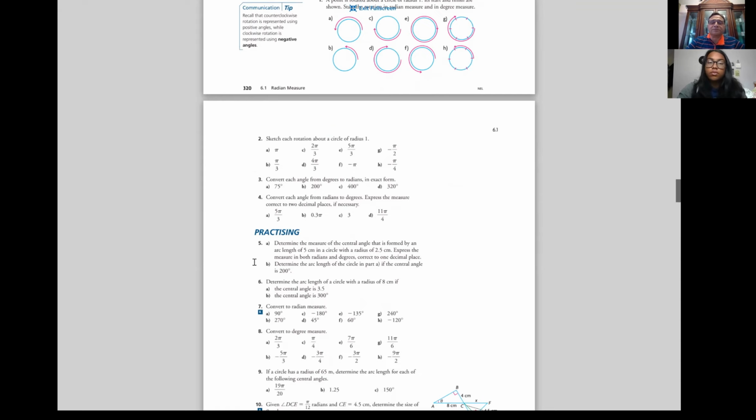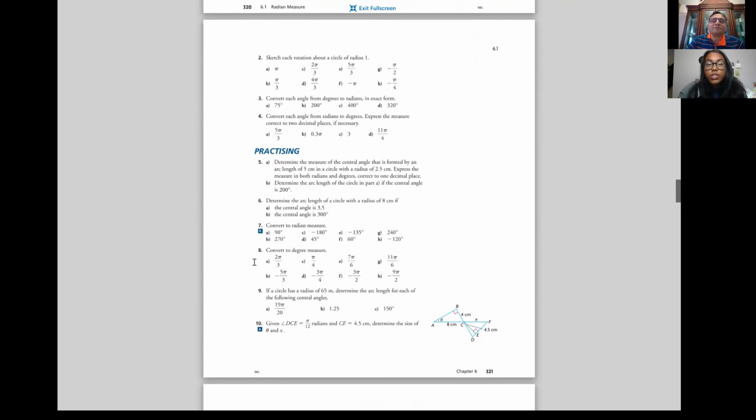Next question, please. Number 3, convert each angle from degrees to radians in exact form, which we did already. Next question. Number 4, convert each angle from radians to degrees. Express the measure correct to 2 decimal places if necessary. Correct. Use a calculator. Question number 5, 6. 5, read.